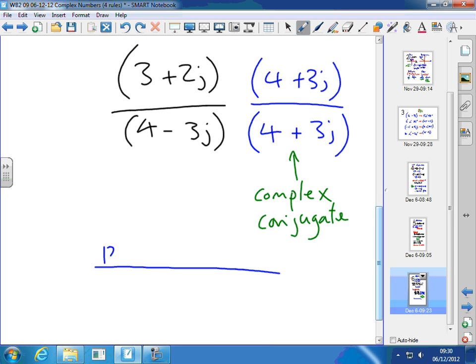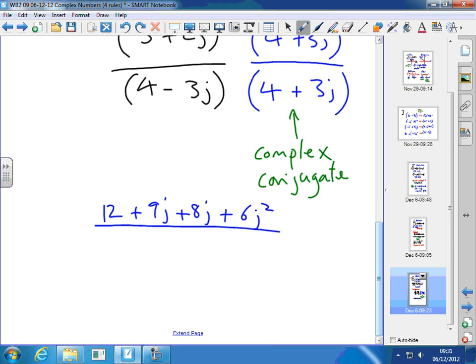3 times 4 is 12. 3 times 3j is 9j. 2j times 4 is 8j. 2j times 3j is 6j squared. Over 4 times 4 is 16. 4 times 3j is 12j. Minus 3 times 4 is minus 12j. And minus 3 times 3 is minus 9j squared.